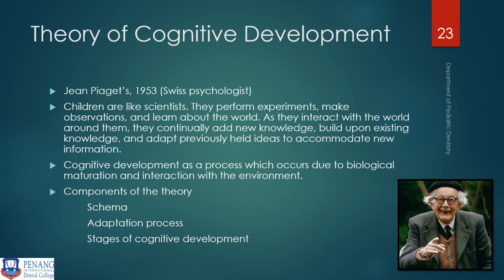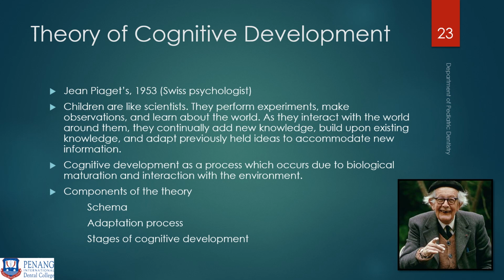He said children are like scientists and they perform experiments, they make observations, and that is how they learn about the world. And as they interact with the world around them, they continually add new knowledge, build upon existing knowledge, and adapt previously held ideas to accommodate new information. So a child is constantly experimenting, learning new things, letting go of the older things, or taking new things, modifying the older things, and things like that will happen. So he said cognitive development is a process which occurs due to biological maturation and interaction with the environment.